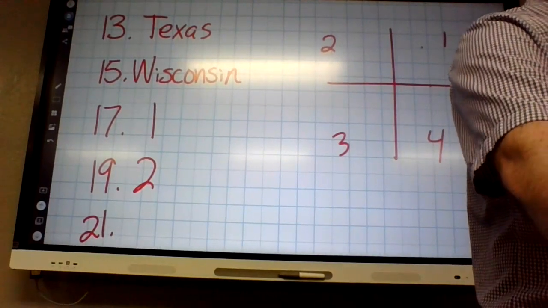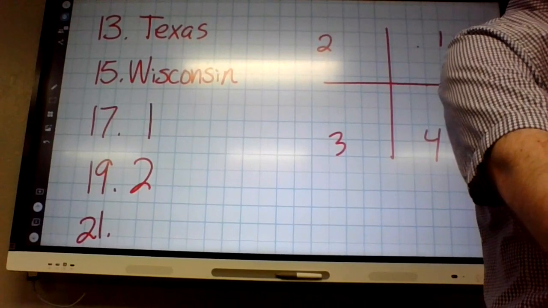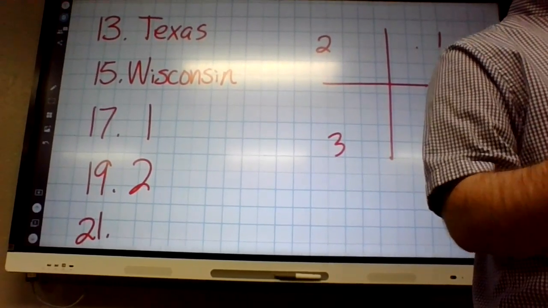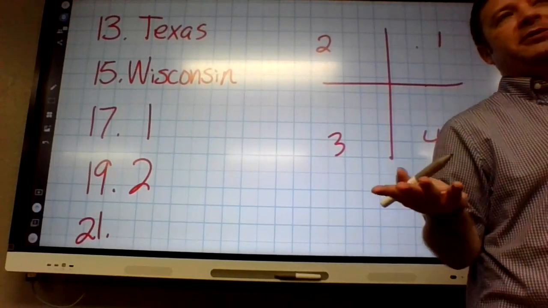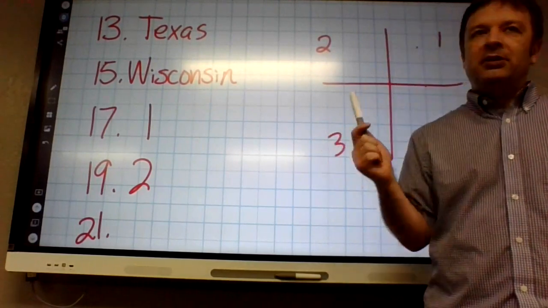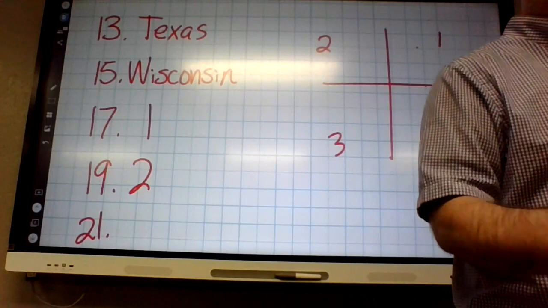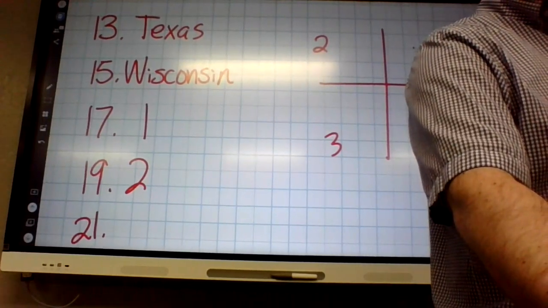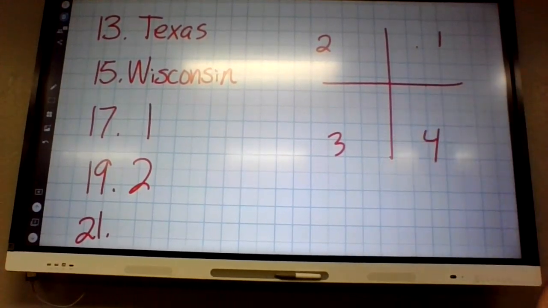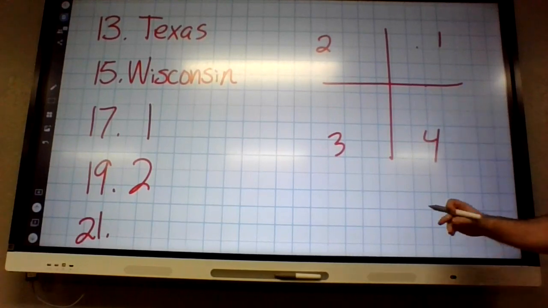Okay, now 20 through 22 they have the words abscissa and ordinates. Those are the fancy way of saying the x coordinates and the y coordinates. It's because they're not necessarily x and y, they can be any letters, but the abscissa means the x, it's in order, and the ordinates means the y. So, for 21, where are the x coordinates positive? 1 and 4.